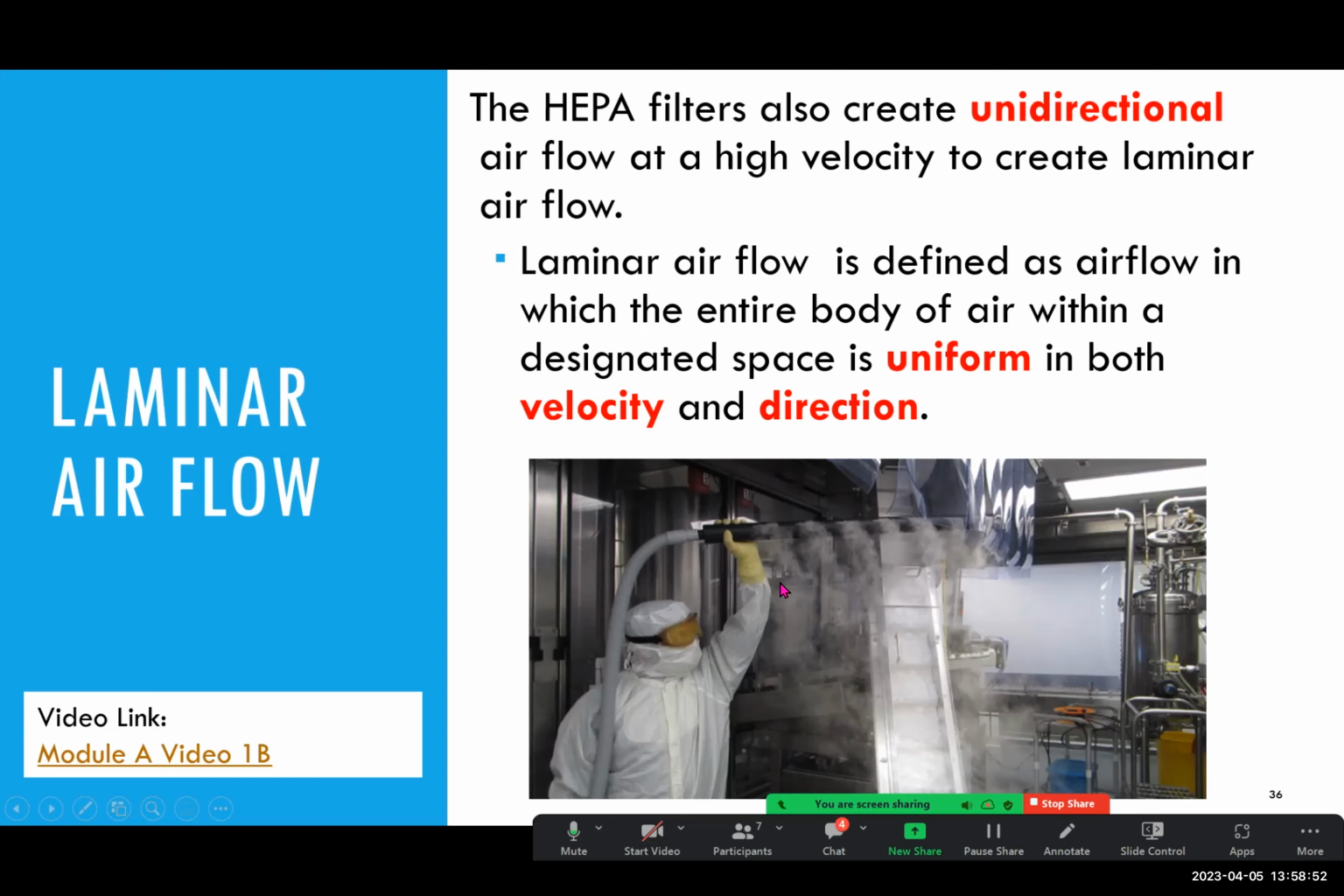And then through our validation process, we do a smoke study, and we actually record these. So if somebody was to say, hey, I want to see the smoke study you did on line 6 in 2022, I can pull it up and show them that we know we have control of the airflow in this area, and that we don't have any turbulence.